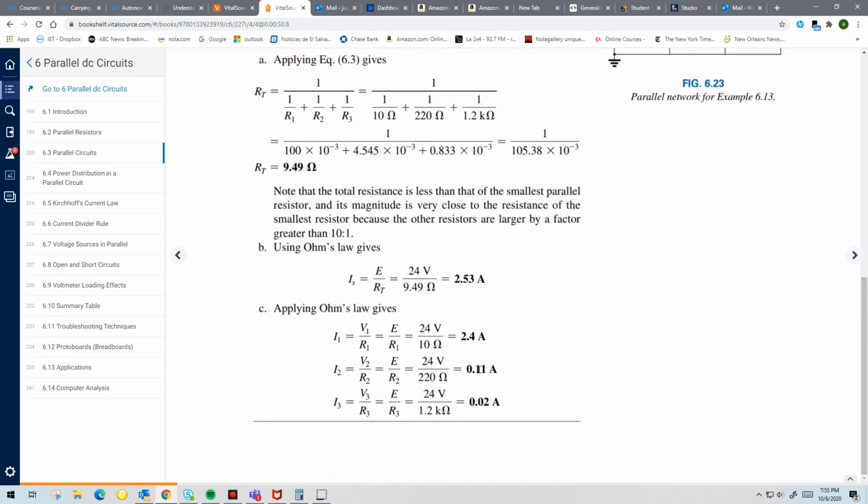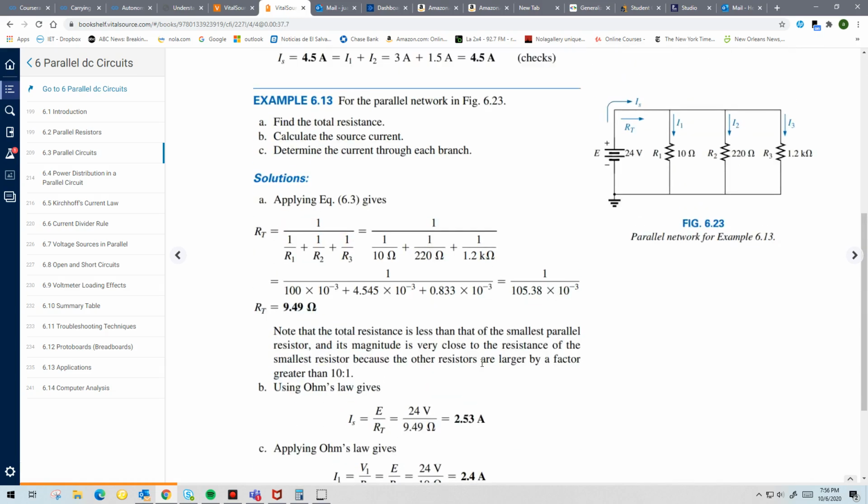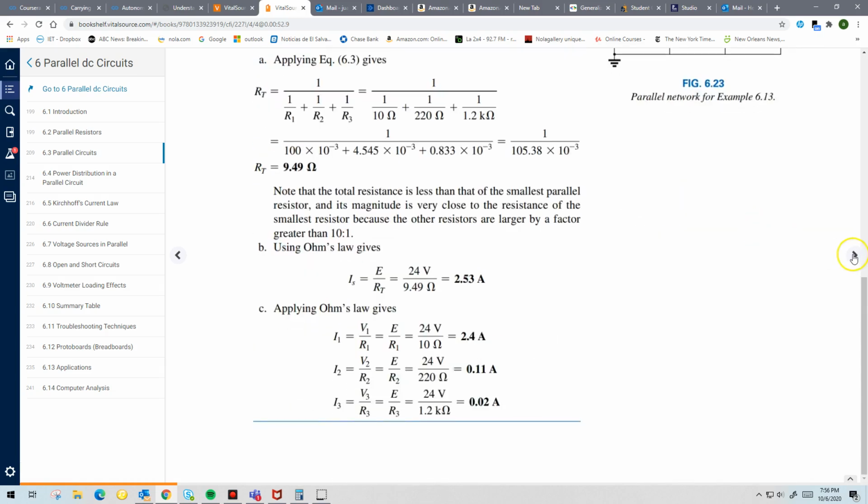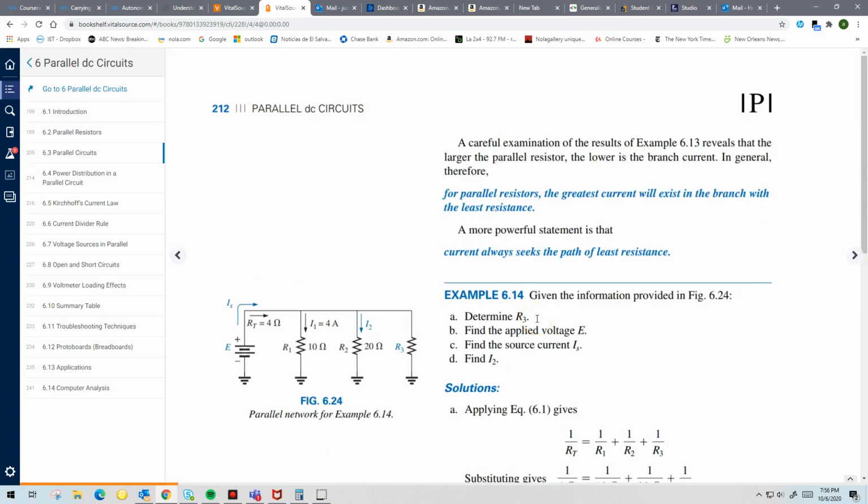All right, I'm going to leave this example for you to study again, and make sure you can follow it and understand it. If not, let me know.